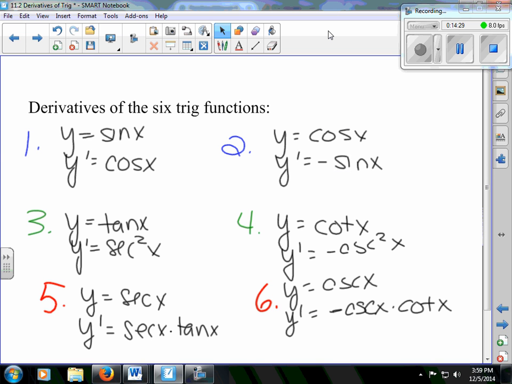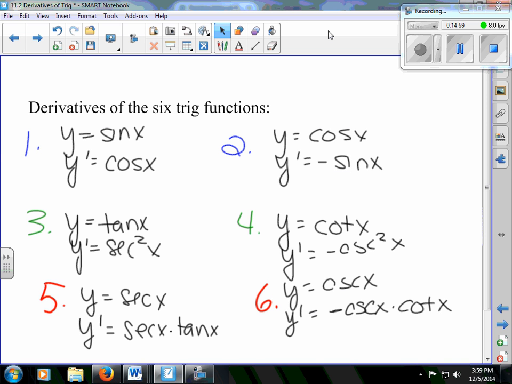Okay, so I want to point out some easy things that you can do to try to memorize them, because there are a lot of patterns that happen. First of all, sine and cosine, they're each other's derivatives, except the derivative of cosine is negative sine. And then I want to point out some partnerships that we have going on. Secant and tangent are involved with each other, right? The derivative of tangent is secant squared.